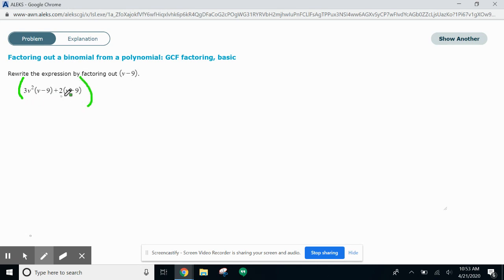binomial here, we have 2 terms, all right? We have this term on the left, and we have this term on the right. And what do they both have in common? Well, we have 3 multiplied by v squared multiplied by what's here in the parentheses. On this one, we have 2 multiplied by what's here in the parentheses. And if you look outside the parentheses, 3v squared and 2, they don't have anything in common. But v minus 9, these are the same term in these parentheses.